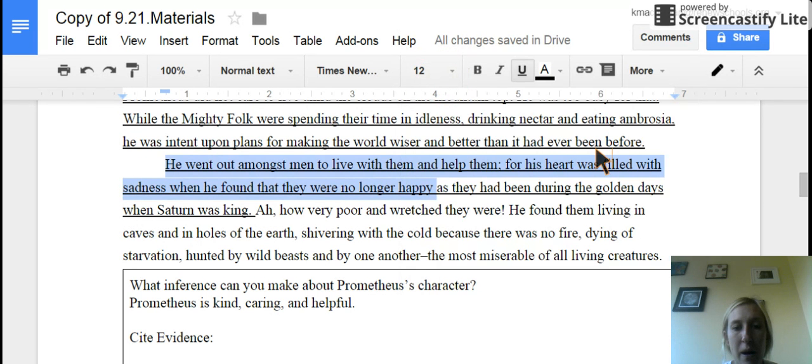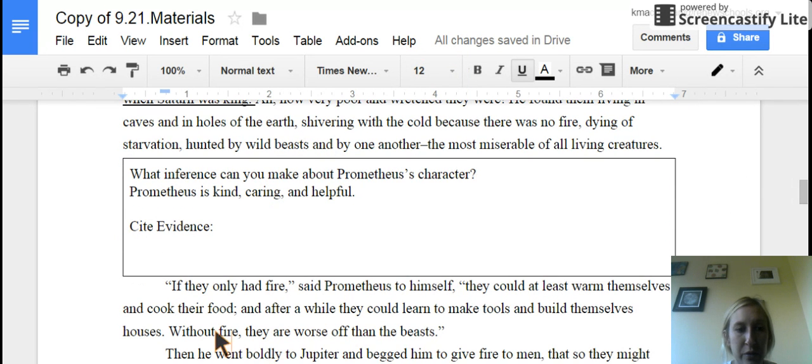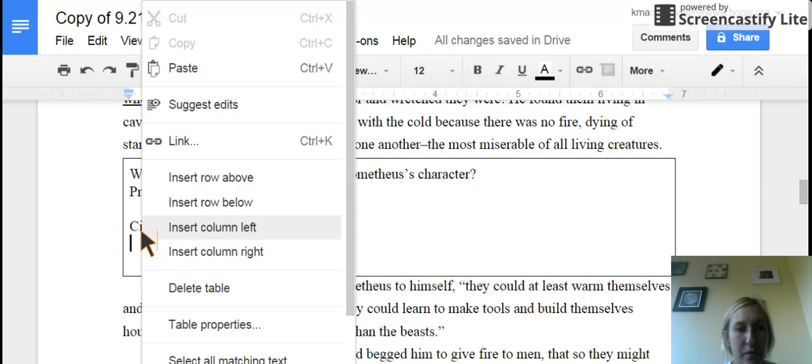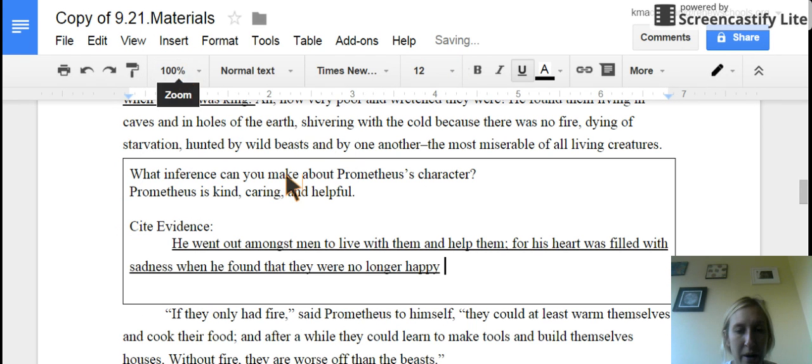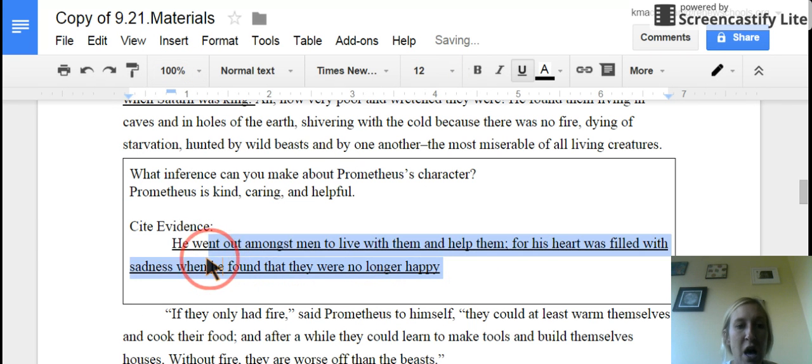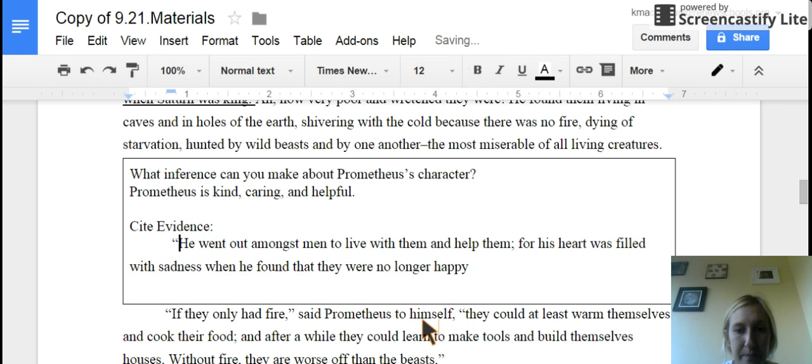Any of the evidence that we underline could be used here as evidence, because they all show us about his character, about how he wants people to be happy, how he cares about men and women's happiness, and how he seeks to help them.